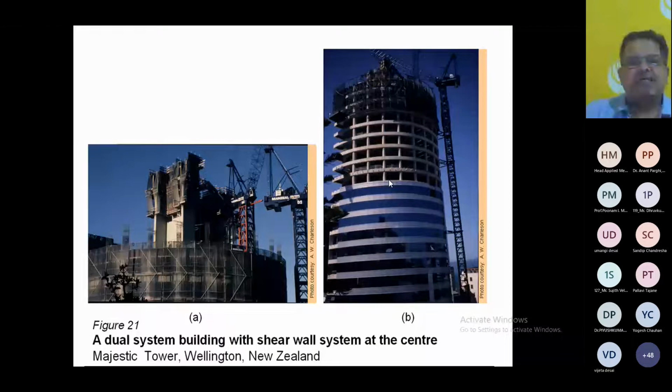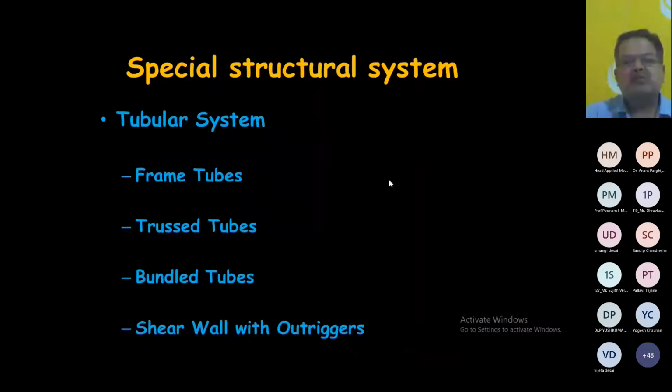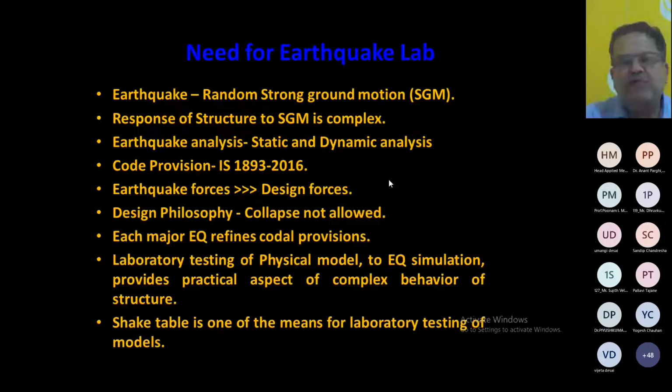We have some special structural systems also: tubular systems, frame tubes, truss tubes, bundle tubes, shear wall with outrigger. These types of systems we have observed in the case of tall structures, right? So we are not going to discuss that part. We directly go to the main part.